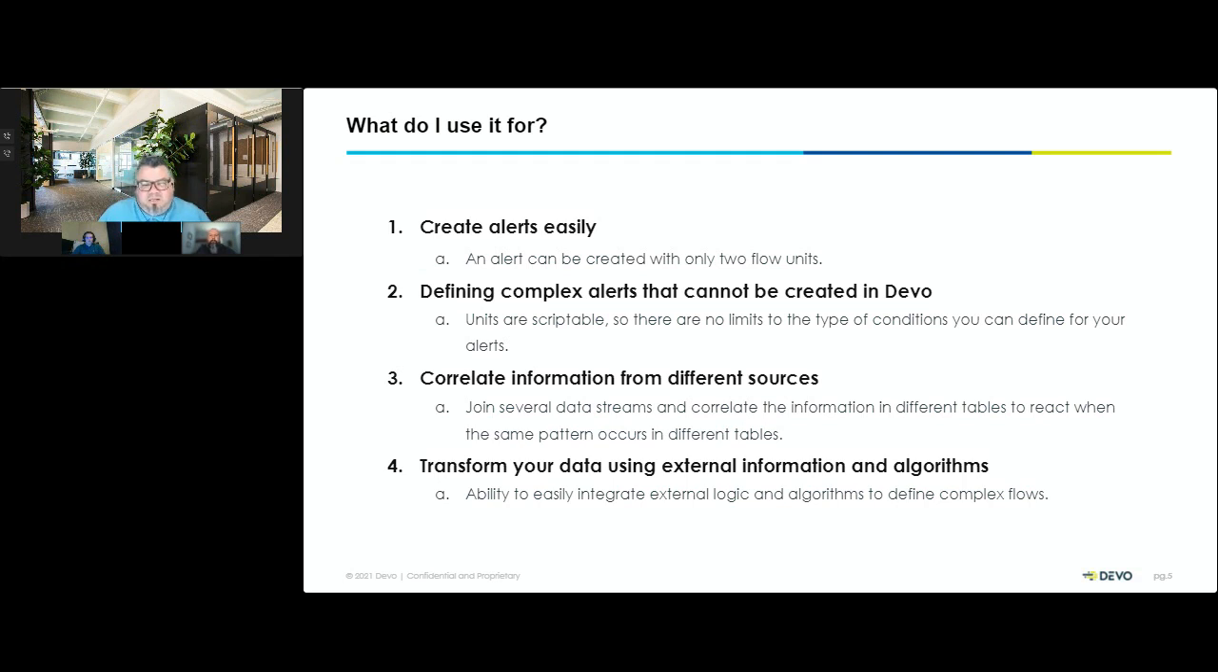By using the available units in Flow, you can join several data streams and correlate the information in different tables to react when the same pattern occurs in other tables. This means that you can boost the potential of your alerts and data injections, correlating data from different tables. It also gives you the ability to easily integrate external logic and algorithms to define complex flows.